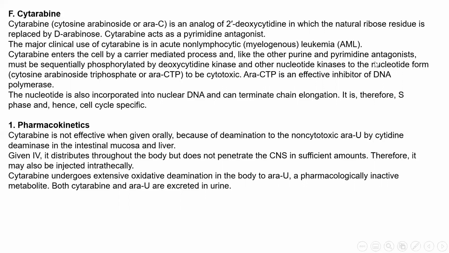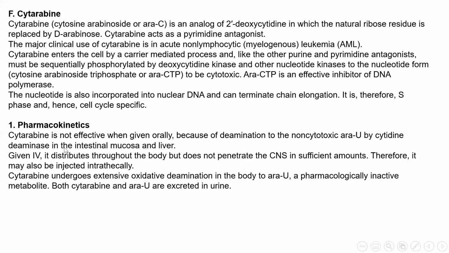Like other purine and pyrimidine antagonists that we saw in previous slides, it must be sequentially phosphorylated by deoxycytidine kinase, as we saw also with previous drugs, and other nucleotide kinases in order to form an active metabolite, which is called ara-CTP or cytosine arabinoside triphosphate. Ara-CTP is an effective inhibitor of DNA polymerase, so it prevents DNA elongation. And this drug is S-phase specific, so it is cell cycle specific.